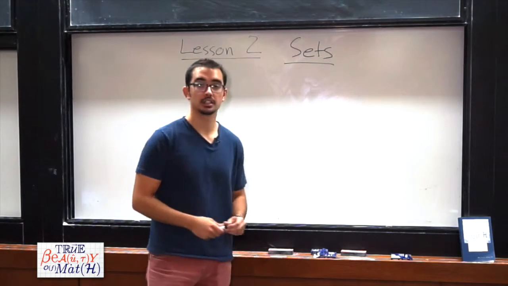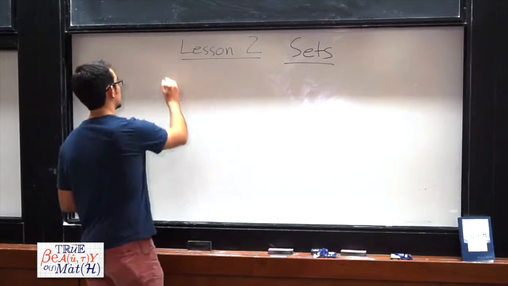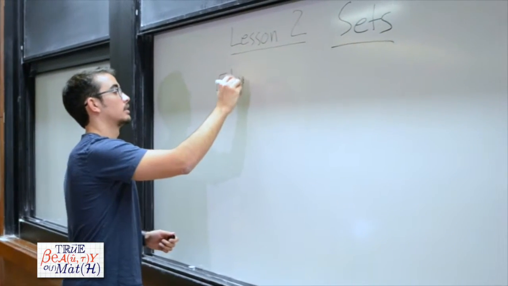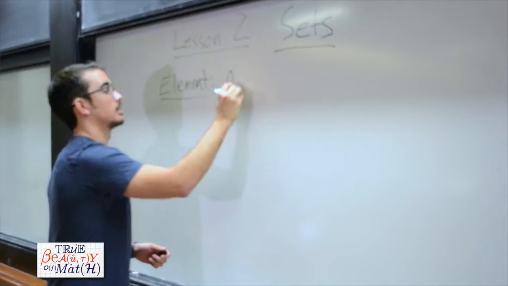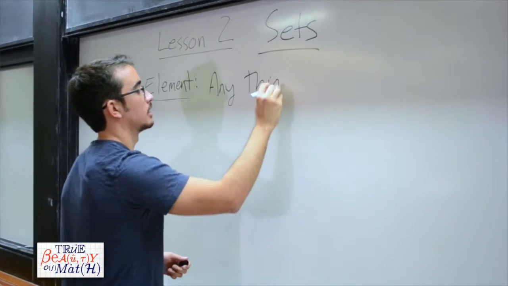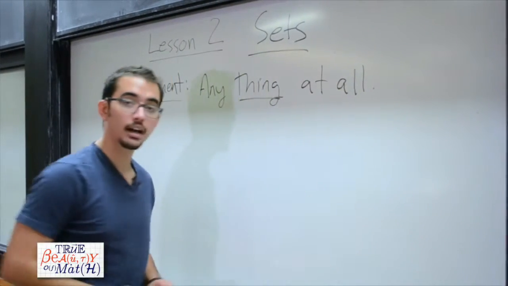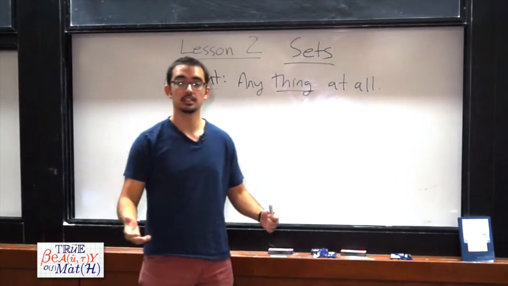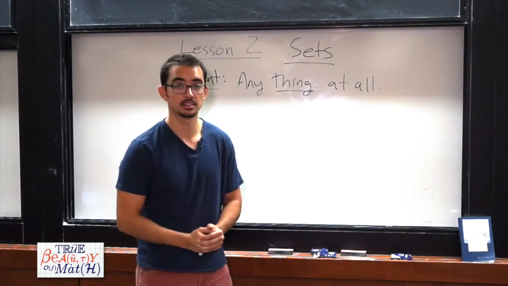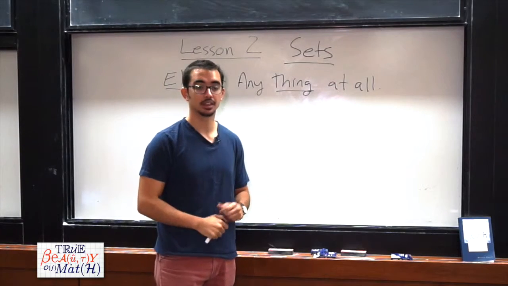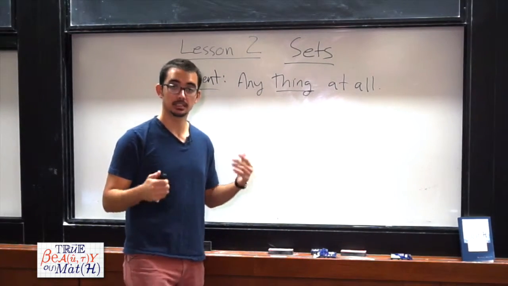So let's go ahead and just define the most fundamental object that we're going to study to be an element. So an element is just anything at all. So the number 5 is an element, democracy is an element, Kobe Bryant is an element, an orange is an element, this lesson is an element, this website is an element. Anything you can possibly think of at all is an element.